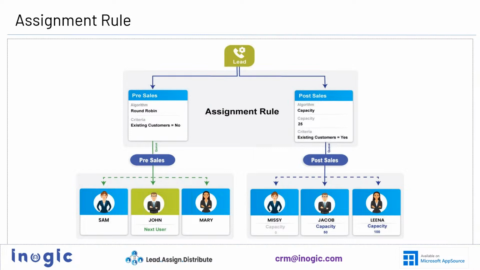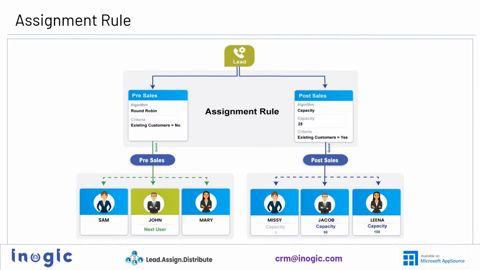Now, in case a new lead or a record is being created, that would be assigned to John or Mary until they hit the maximum cap of 20 records. Now, I'm sure one of the questions that might have popped up in your mind is, hey Ninad, what if Sam, John, and Mary all have been assigned 20 records for the day? What will happen in that case?